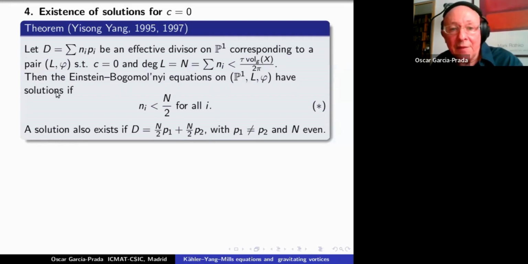And then the Einstein-Bogomolny equations, that is the name that these equations have in the c equals zero situation, have solutions if these numbers n_i are bounded by half the degree of the line bundle, for every i. So all these numbers have to be bounded by the Chern class over 2. And there is also another situation, in which a solution exists: if this divisor just has 2 points, p1 and p2, n has to be even, and then it has this form. So you also have solutions in that situation.